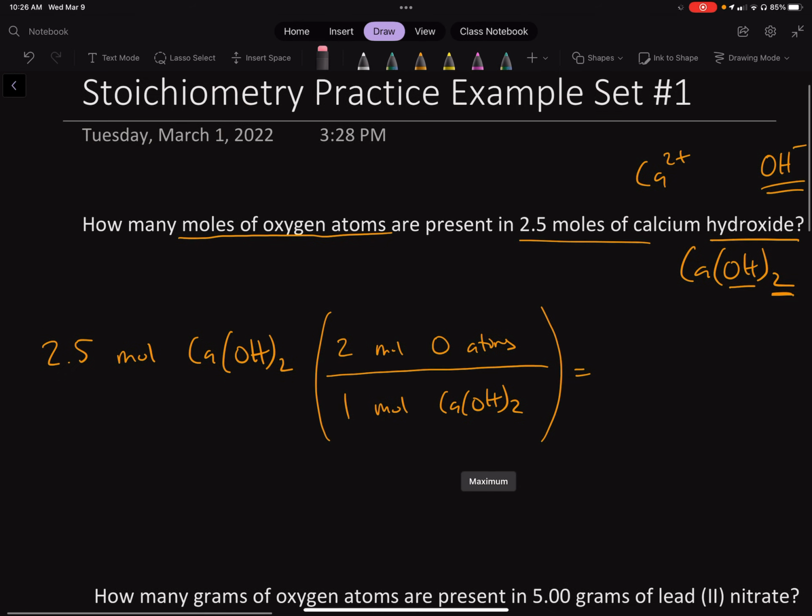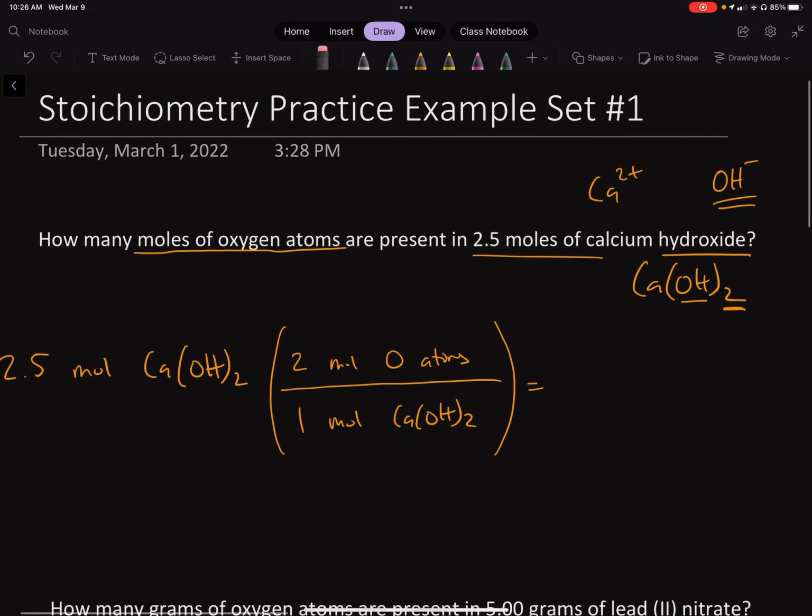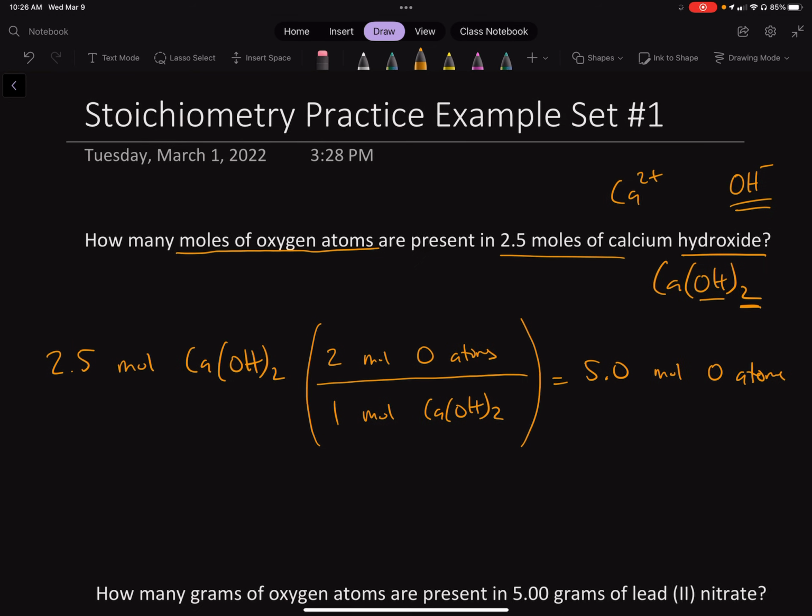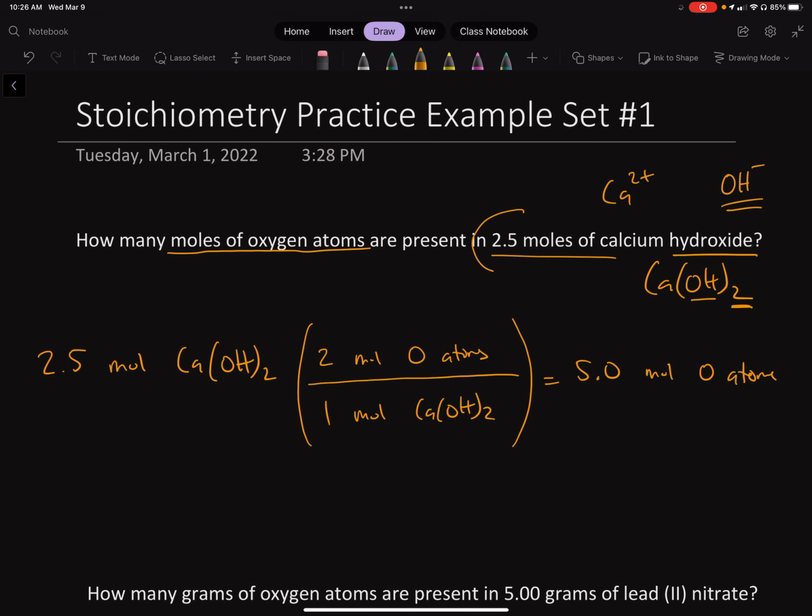So the answer here is just 2.5 times 2, which will be 5.0 moles of oxygen atoms. And in terms of sig figs, we'll pay attention to sig figs each time we do this. 2.5 has 2 sig figs, so we have 2 sig figs in our answer.